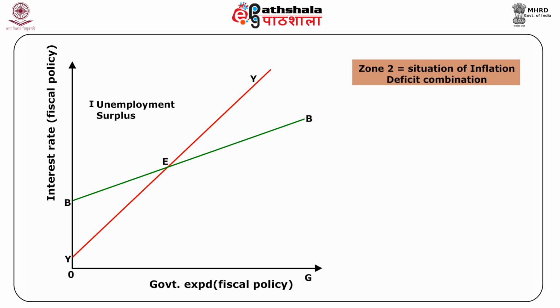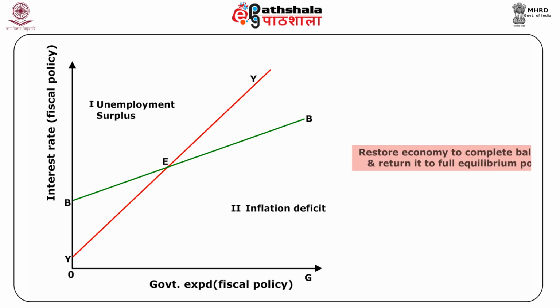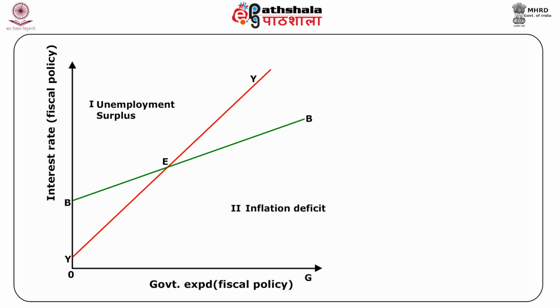Zone 2. We are on the right side of YY and BB line in this zone, so it depicts the situation of inflation deficit combination. The rule is to adopt the contractionary monetary and fiscal policy. They will restore the economy to a complete balance and return it to the full equilibrium point at E.